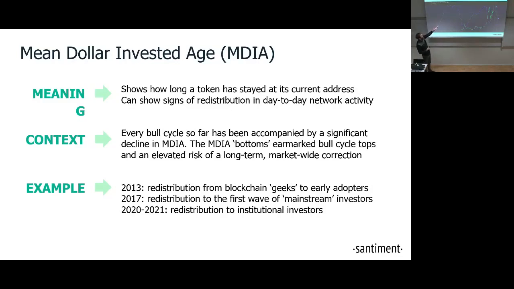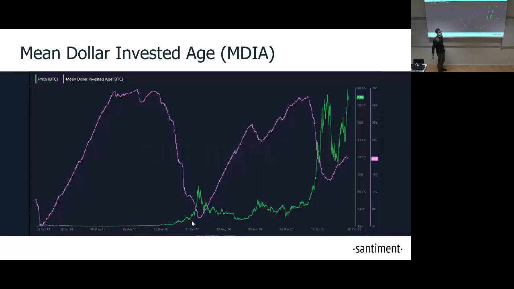So this purple line is mean dollar invested age for Bitcoin, showing the last, I think, 7 or 8 years of Bitcoin's life cycle. And then in green, obviously, is the price action of Bitcoin, which has been pretty impressive. So what generally mean dollar invested age does is, when you see a rising slope in this metric, as a rule of thumb, that means that the average age of all units of Bitcoin is rising, meaning that units of Bitcoin are becoming older, or in other words, they are not as actively being moved on the blockchain.